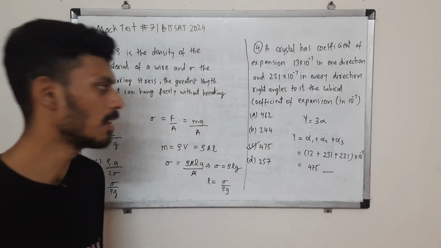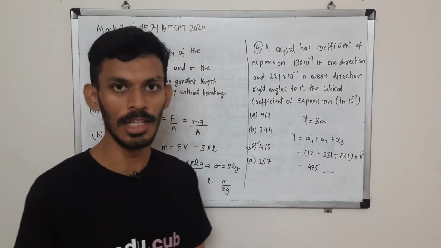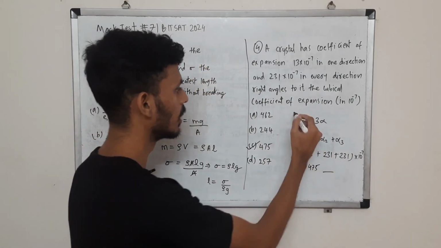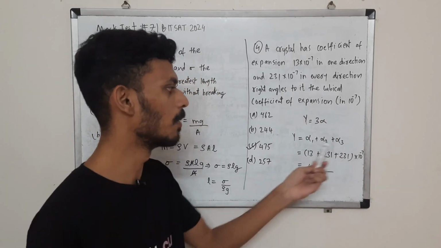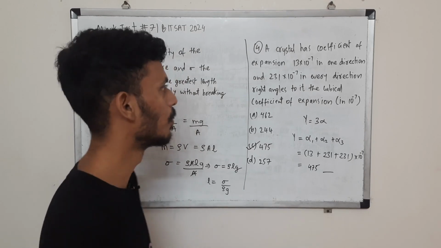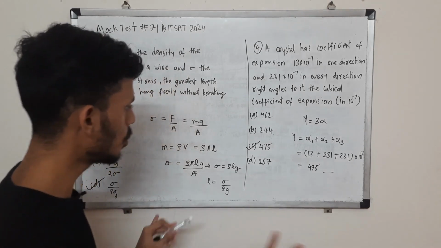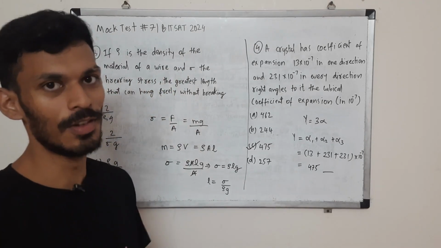Such a simple question. Cubical coefficient is the sum of linear coefficients. This is actually the relation that is provided, might be there in your NCERT, but this won't be there. So you are supposed to use this logic. So yeah, that's about these 2 questions. Over to the next set of questions.